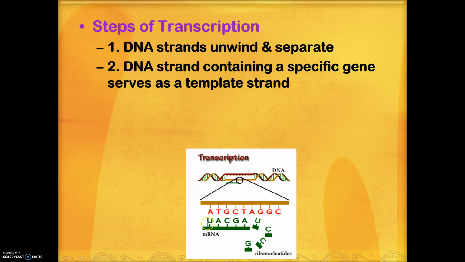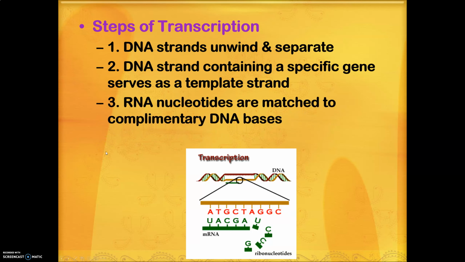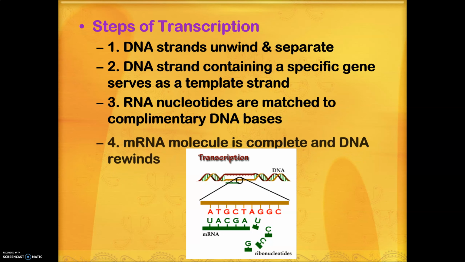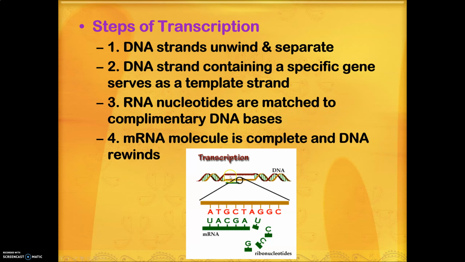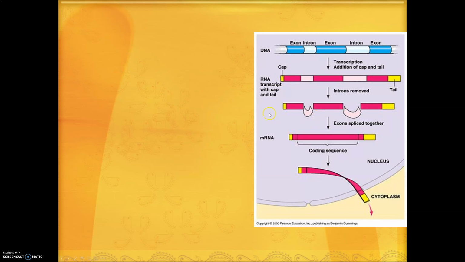And remember, there are no T's in RNA, so A will pair with U. A pairs with U, T pairs with A, G pairs with C, C pairs with G, and so on, right? Remember, mRNA is only single-stranded, so we're only going to have one strand. It's a lot smaller, so we can leave the nucleus. Okay, so we match up those nucleotides, we assemble that RNA. Once it's complete, the DNA will just zip back up and wind back up because we're done with it. And then we have our strand of mRNA. So here's our strand of mRNA.